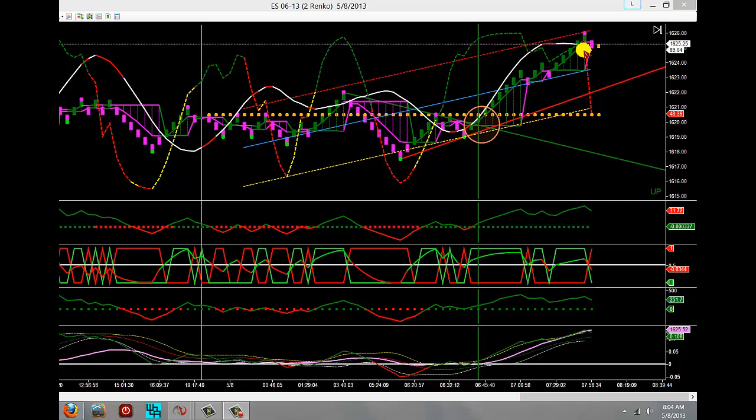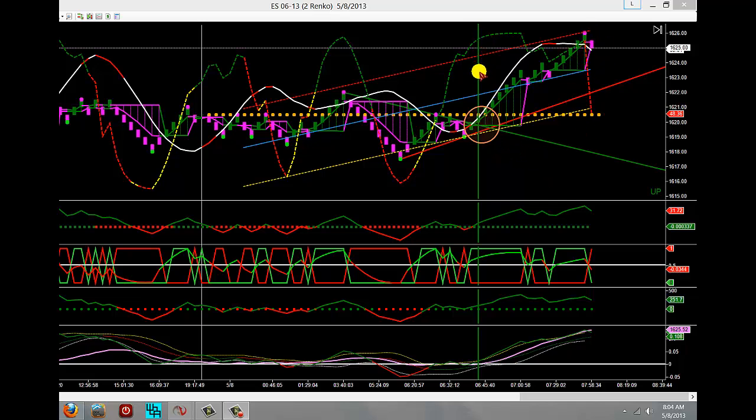Now you can do one of two things here. You can get out of this trade here because the swing cycle is showing it's overbought here. Also, it reached the top of the linear regression channel right here. So, depending on the type of trader you are.